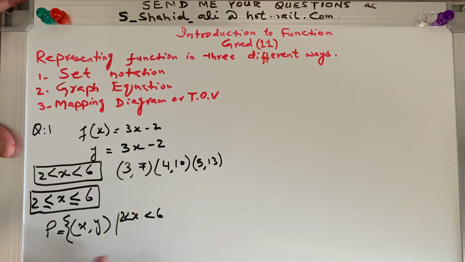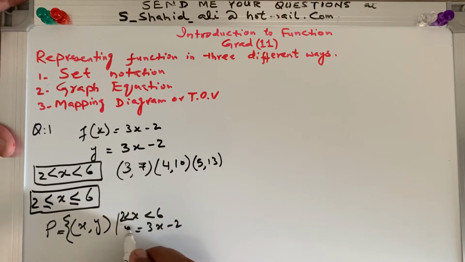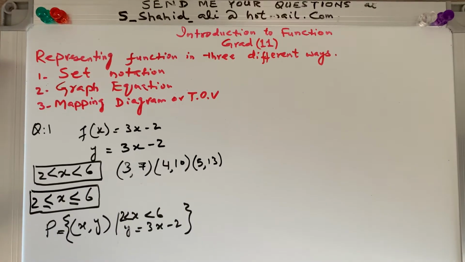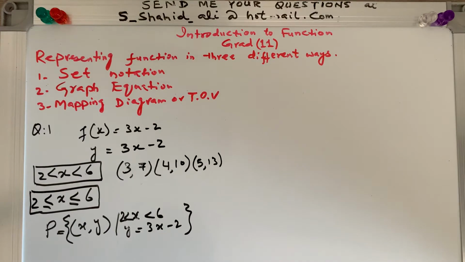But here I am just giving you a set notation. So both conditions exist here. For x is this, and what for y? And y is equal to 3x minus 2. So I have my equation, and I can represent that all ordered pairs such that x is, I have a restriction to put all x only in between 2 and 6, and y is equal to 3x minus 2. So that's how I can write.